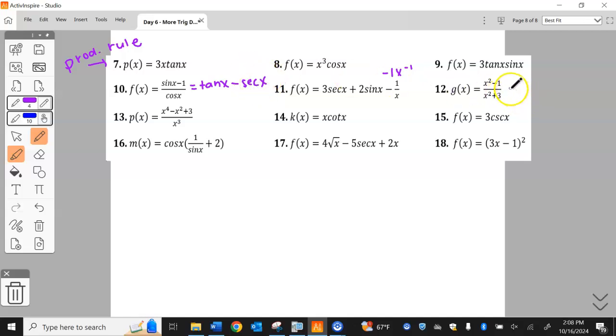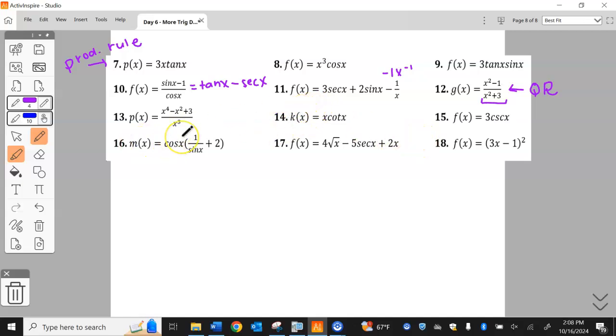If I look at one like number 12, since there are 2 terms on the bottom, this is where you have to do the quotient rule. So this is the time you don't have any other option. But again, one like 13, since there's 1 term on the bottom, I would take everything on top, divide it by x cubed, and just do my regular power rule derivative.